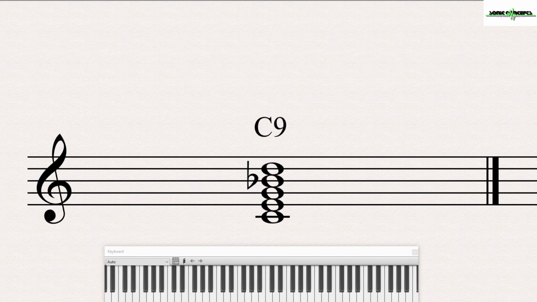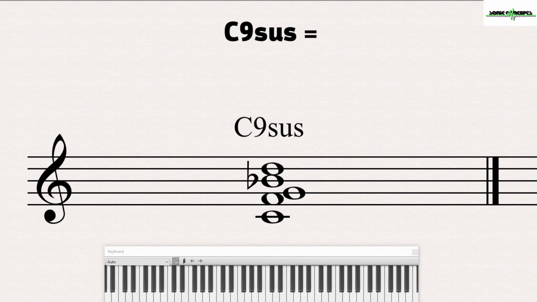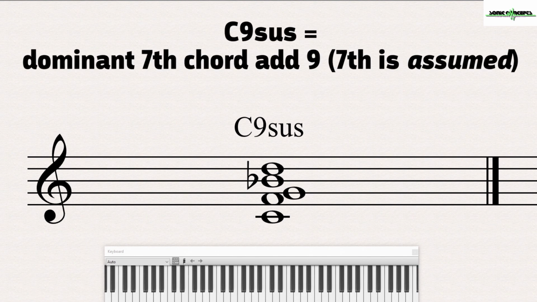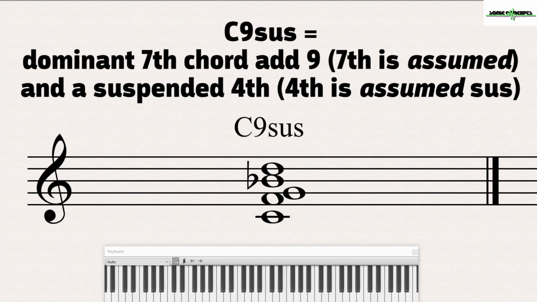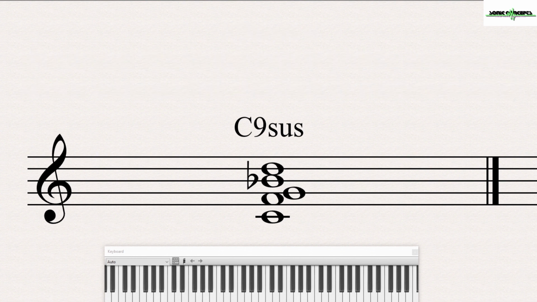Since a sus4 is the most common type of suspension, in this specific type of notation, when the word sus is added, it's assumed that the fourth is suspended. So, C9 sus can be interpreted as a dominant seventh chord add 9, where the seventh is assumed, and a suspended fourth, where the fourth is the assumed suspension. As far as the other way of notating this chord, C sus 9, your guess is as good as mine as to why it exists. It seems confusing. As I said before, I always write this chord as C9 sus 4 to avoid confusion.